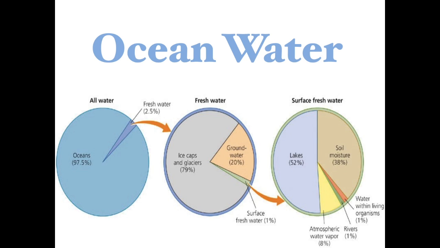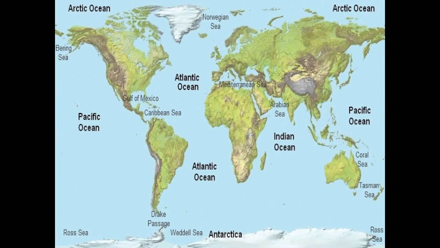Okay, we're going to focus on ocean water now. We talked about how fresh water is only 2.5% of all water on Earth. 1% of that is surface water, so a very small percentage of fresh water. Most of the fresh water we said was frozen. Now all the rest of that water on Earth, 97.5% of it, will be salt water, found in your oceans.